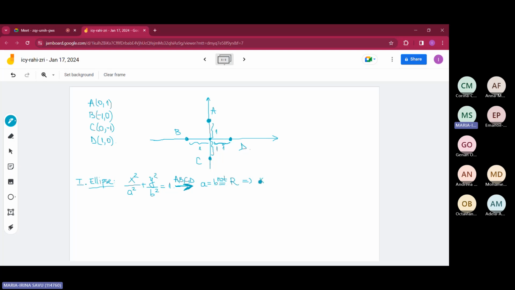So our equation is x squared plus y squared equals r squared, and you have to find r. Let's say that A(0, 1) is here. So 0 squared plus 1 squared is r squared. R is positive because R is the length of the radius, and R is 1. So in this case, the conic is the circle with center (0, 0) and radius 1.